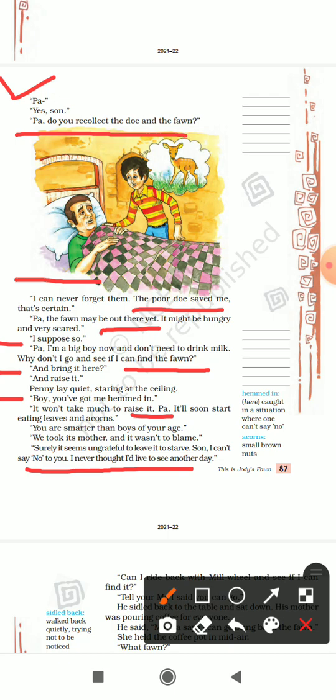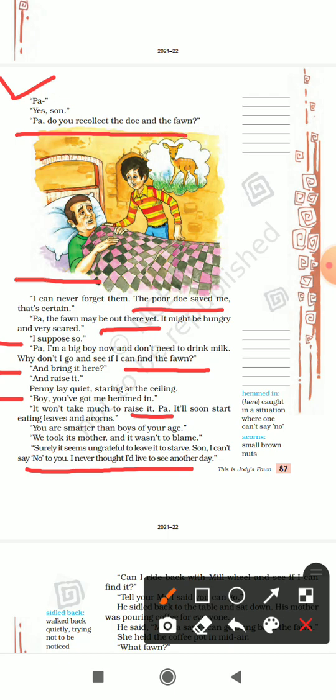So after that, Jody asked his father, "Do you still remember the fawn and the doe?" His father said that he can never forget them because the poor doe saved his life. Jody then expressed his feeling that he wants to bring the fawn home and raise it. His father said that he is more mature than other boys of his age, because Jody gave the example that the fawn does not need milk anymore and he can take care of it.